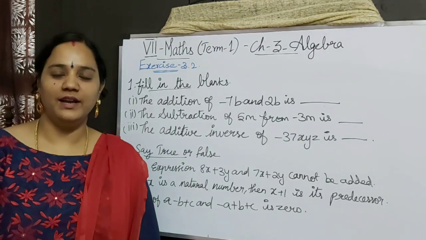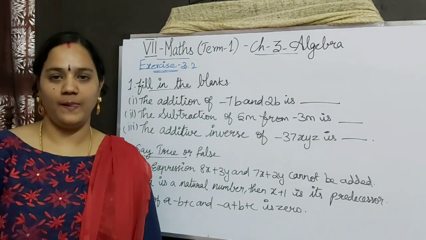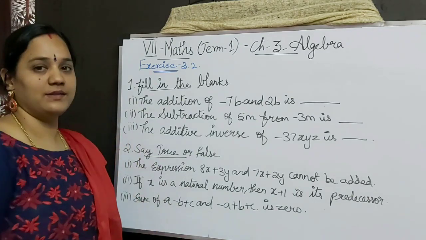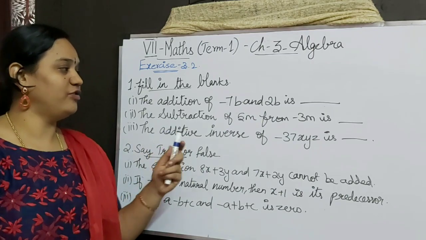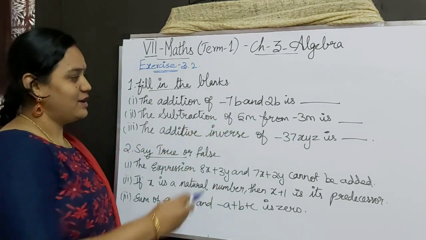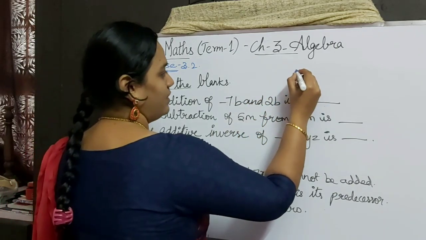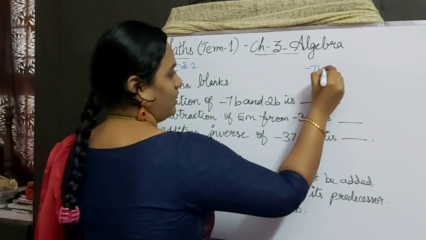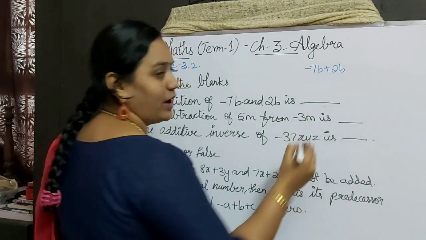Today we are going to learn exercise 3.2. Okay, so the first sum is fill in the blanks. The addition of minus 7b and 2b is, shall we add now? Yes. So minus 7b and 2b we have to add.